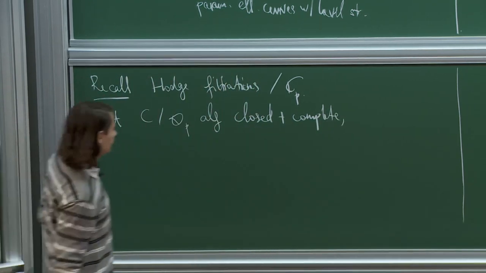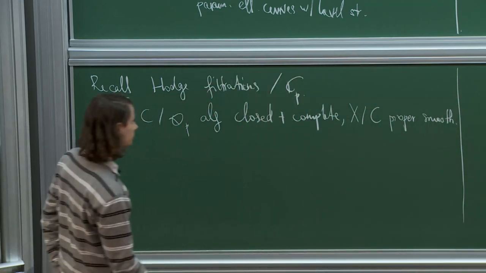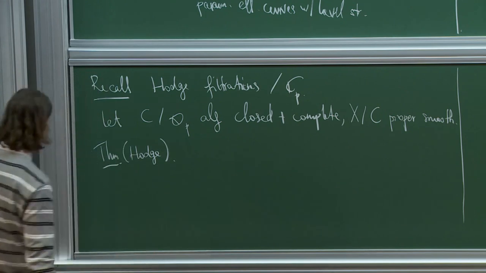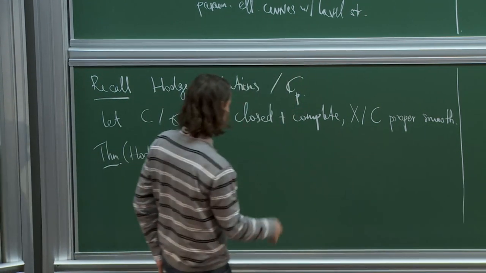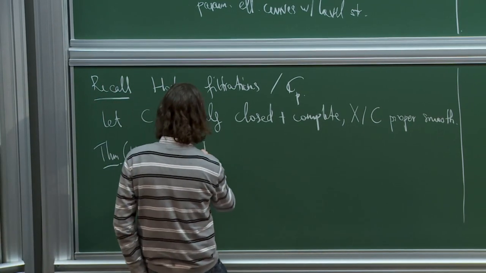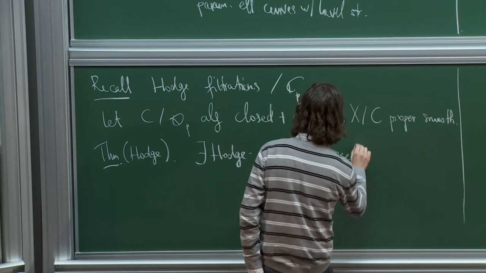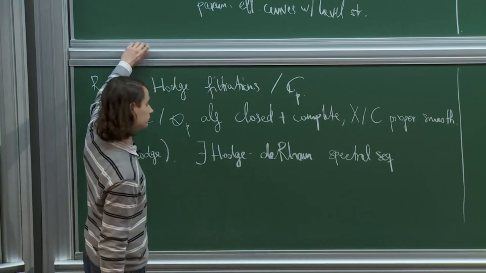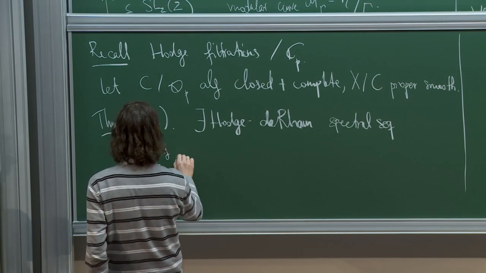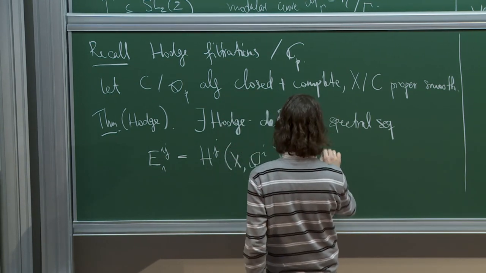And let's take any proper smooth variety over C. Well, then there's this classical theorem of Hodge. Probably if I put only proper here, then maybe I also need some additional reduction arguments. That there is a Hodge-de Rham spectral sequence and it degenerates. So it starts from the E1 page, and at the E1 page you have Hodge cohomology, and this converges to the de Rham cohomology.